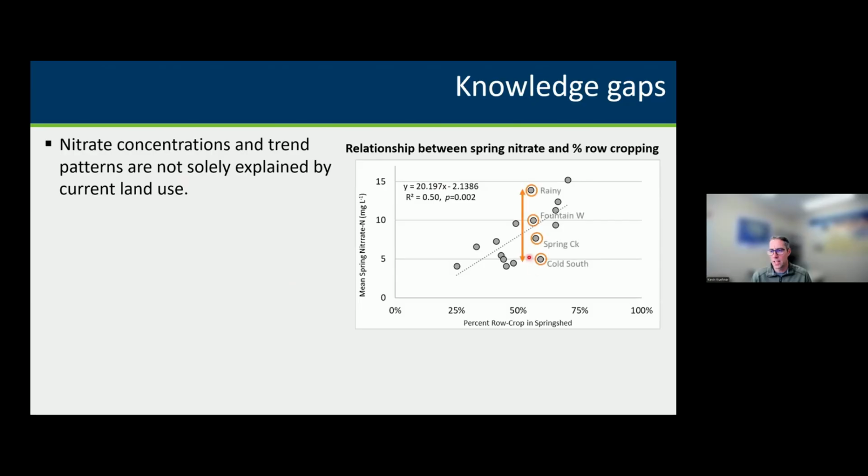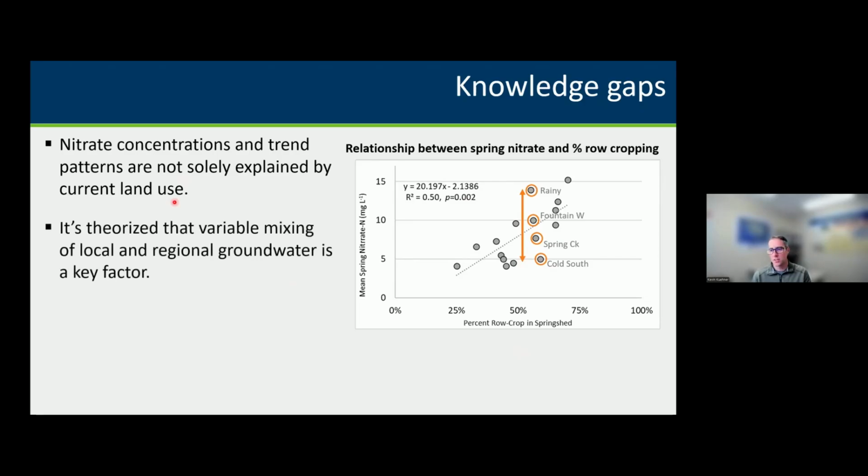And kind of a good example here is if we look at these 4 particular springs, they all share a similar percentage of row cropping, around 57%. But we have markedly different nitrate concentrations that range from around 5 upwards to nearly 15 milligrams per liter. So the question is, what's causing that?